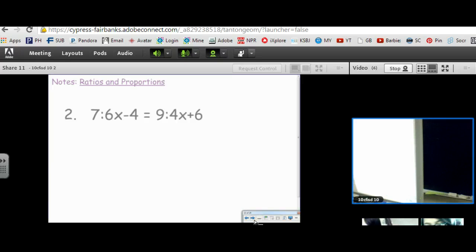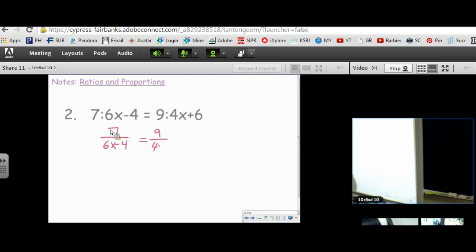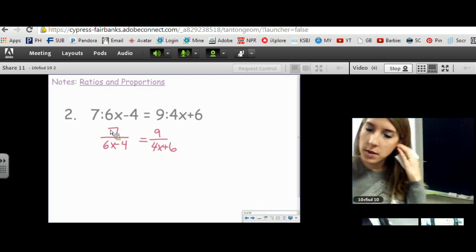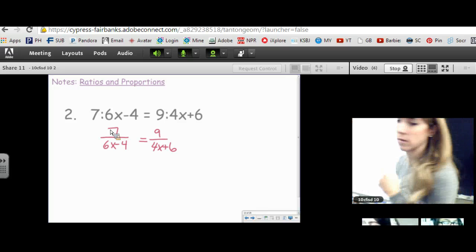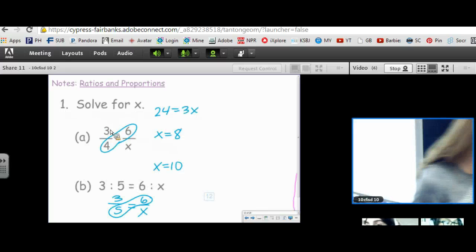So on this one, it's really important that you write it as a fraction first. 7 over 6x minus 4, and then 9 over 4x plus 6. You will definitely see this one on your test. So it is really important that you first write it as a fraction, please. And then you can do your cross multiplying.